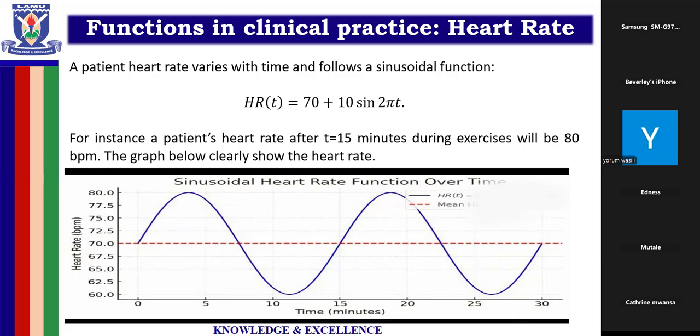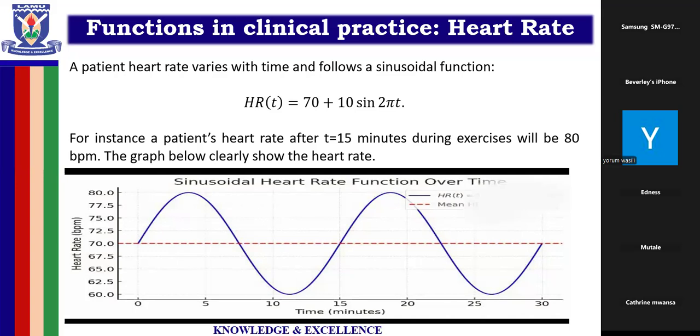Now, this same function is also used in producing medical devices. An example of this is the fitness tracker or an electrocardiogram. Next is the graph of a sinusoidal function, which is followed by the heart rate. As you can see, our baseline, which is 70, shows that approximately our heart rate should be 70 beats per minute at rest, and then it increases as time goes on, especially during exercise or when the day is too hot.